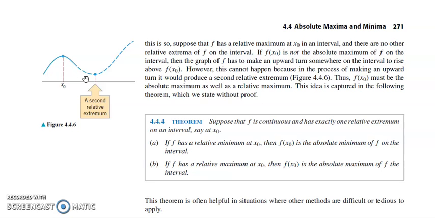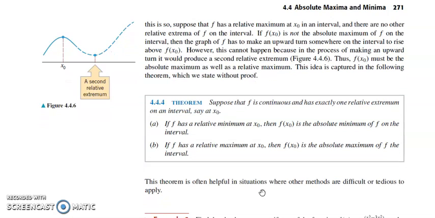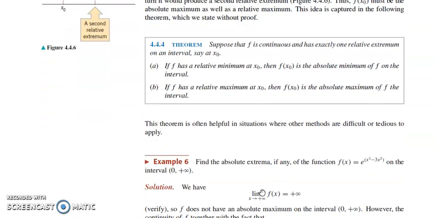So you can summarize this as a theorem. If f is continuous and has exactly one relative extremum on the interval, say at x naught, then if f has a relative minimum at x naught, then f of x naught is the absolute minimum on the interval. Otherwise, if f has a relative maximum at x naught, then f of x naught is the absolute maximum of f in that interval. So let us see an example.